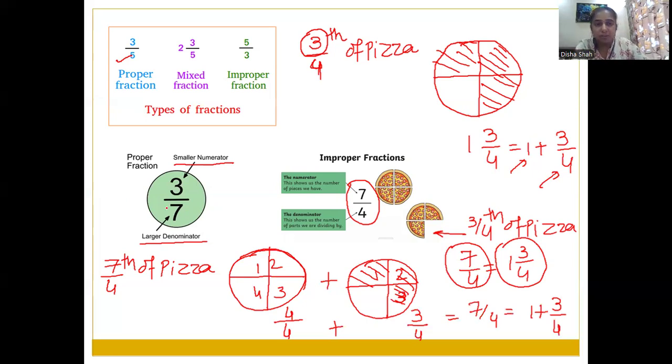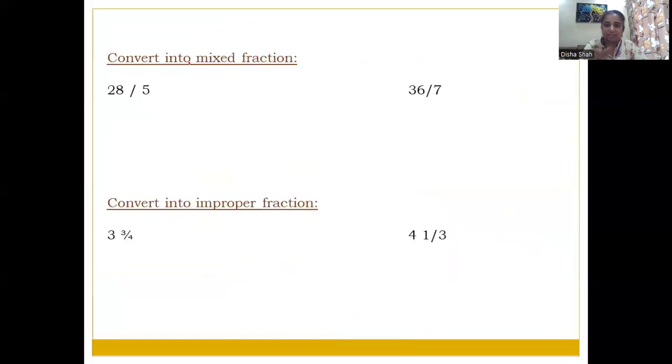Now, here the important thing is that you should be able to convert a mixed fraction into an improper fraction and an improper fraction into a mixed fraction. ये conversion हमें आना चाहिए. So we'll solve some questions. So हमारी practice हो जाएगी.